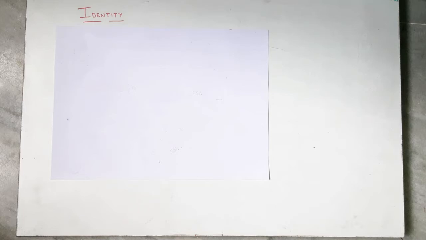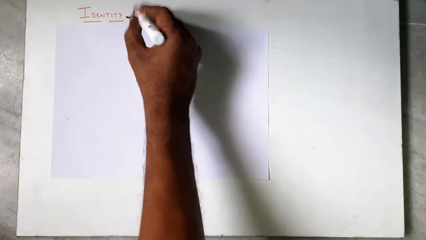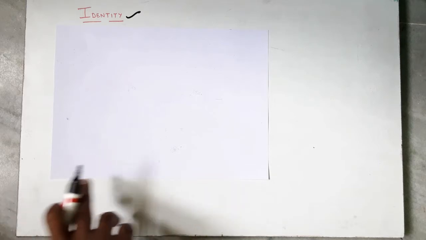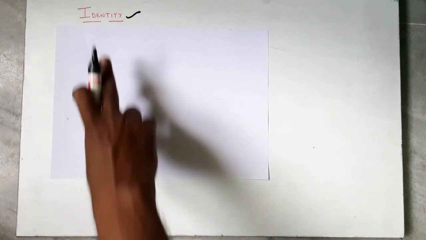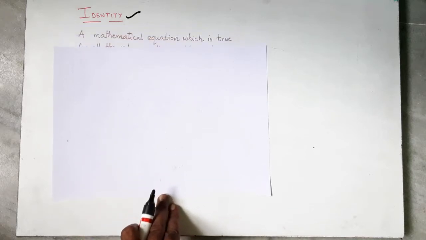Today's topic is trigonometric identities. Now before going to trigonometric identities, let us see what an identity is. The synonym of identity is nothing but equal. So before going to the examples of an identity, let us see the definition of an identity.